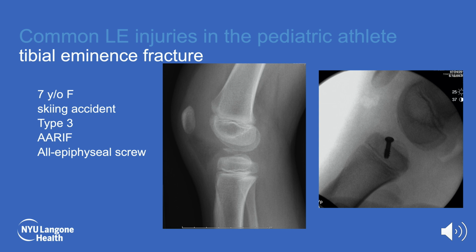Here's just another example. This is a 7-year-old who underwent arthroscopic assisted reduction and internal fixation. You can see here an all epiphyseal screw was used. What we know about screw versus suture fixation is there doesn't seem to be a difference in terms of outcomes. We know that biomechanically 2 screws is actually worse than 1. This is because you can comminute what is potentially already a small fragment. We also know you cannot use screws in a fracture that is comminuted, and so that would be an absolute indication for suture fixation. If the fragment is large, either is an acceptable choice.